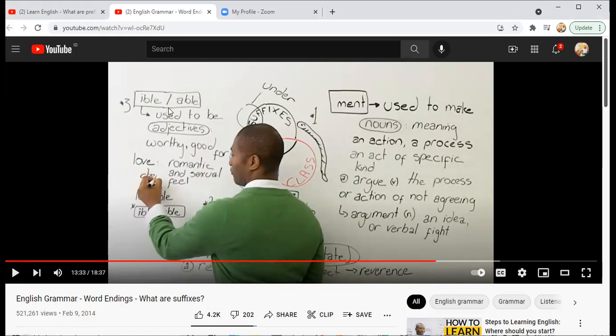Jadi itu kalau misalnya ada mereka berdua ini di belakang suatu kata, at the end of word, it's going to be adjective. Jadinya itu akan menjadi adjective, kata keterangan kata benda. Okay. And it means worthy or good for. Worthy itu jadinya kayak berharga ya, atau good for itu baik untuk, begitu.